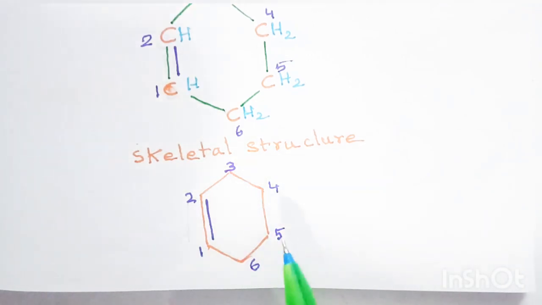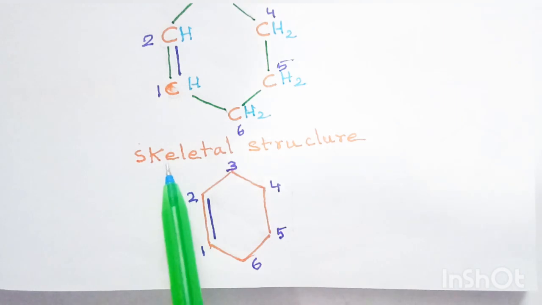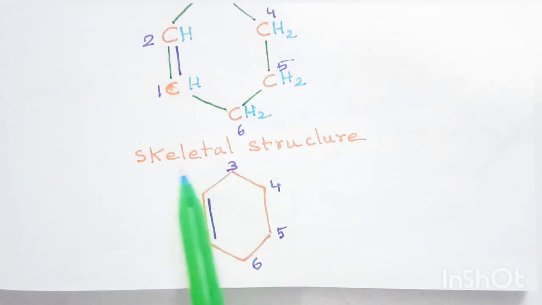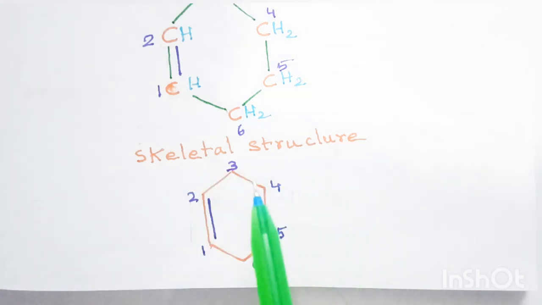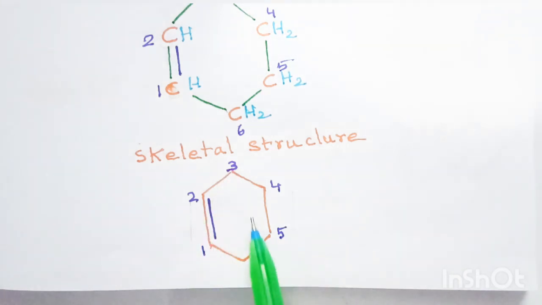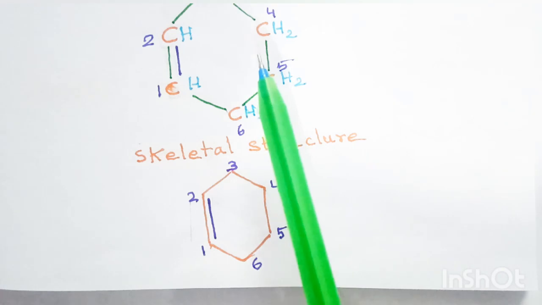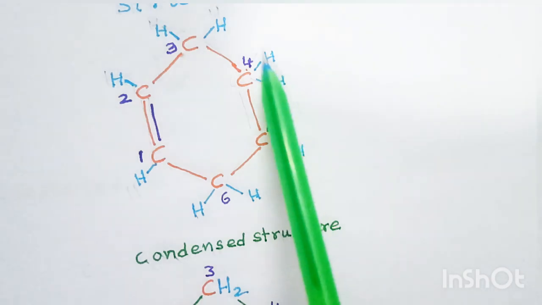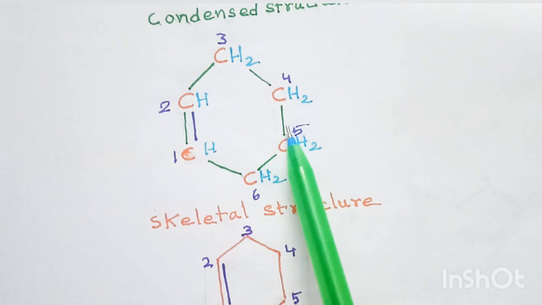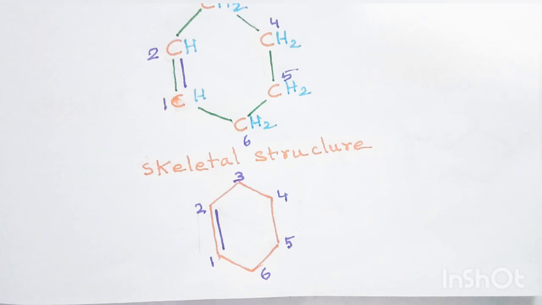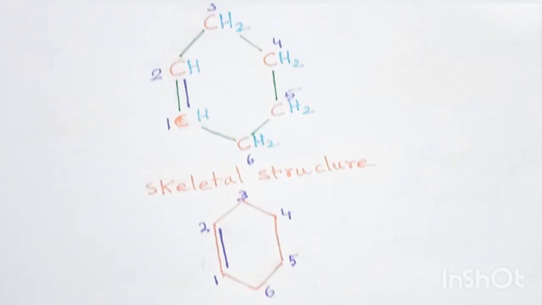This is the skeletal structure, and this is often used in daily practice. In the exam papers also you will get cyclohexene in this form only. The condensed structure will be rarely written because it is cumbersome. Sometimes we will see this condensed structure, but mostly the skeletal structure is written for all cycloalkenes.